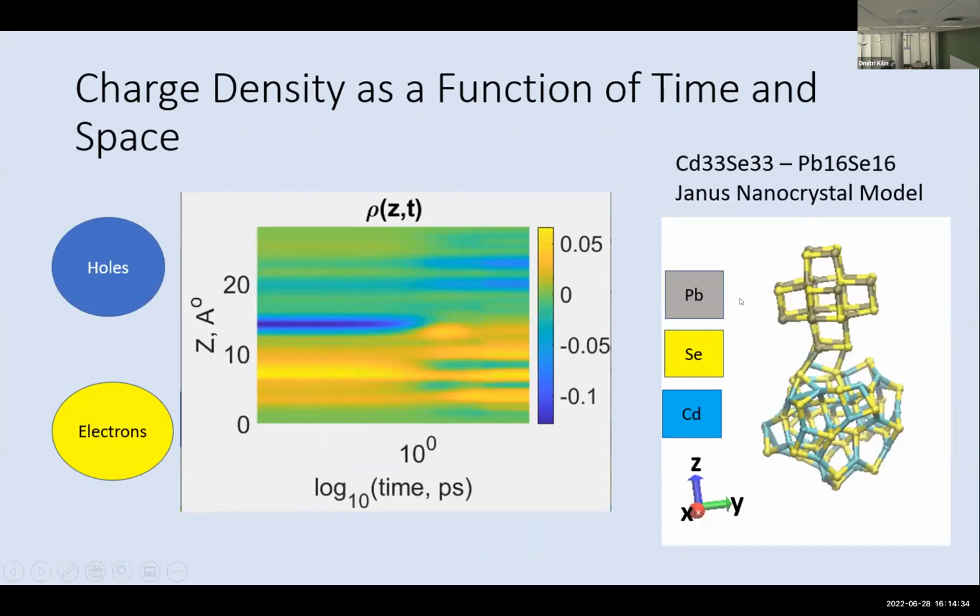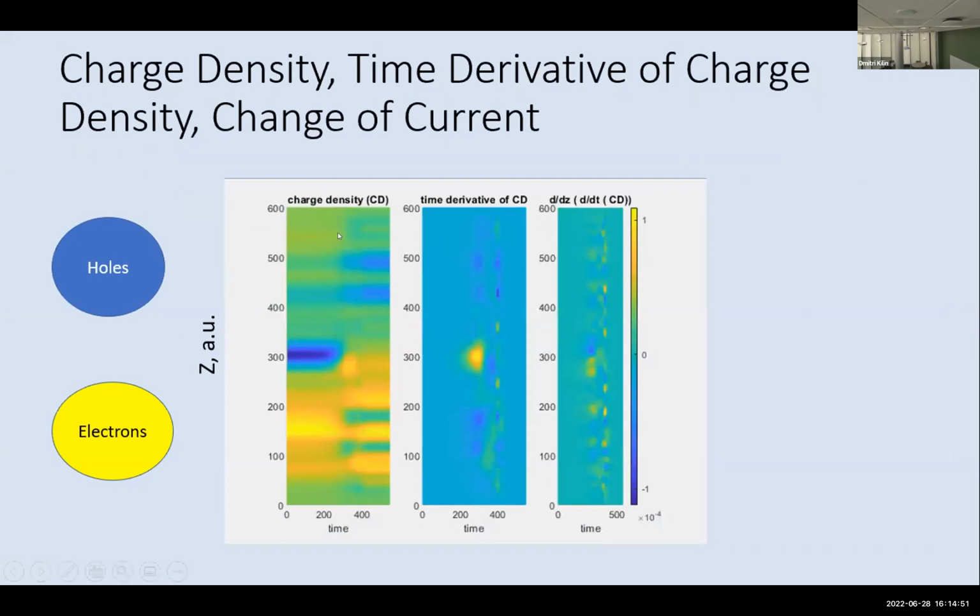Here on the right, I have the model I was using for my research, which is a Janus particle with a cadmium selenide and a lead selenide nanocrystal together. But here on the left, our holes are blue, electrons are yellow. We can have graphs for our charge density, the time derivative of the charge density, and the change in the current, respectively. So this is the graph from earlier, and I think a note here is the time derivative tells us that yes, there's some change taking place at some point in time.